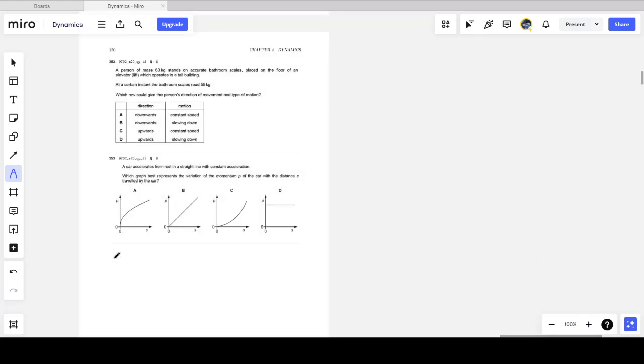The next question is 252. It says that a person of mass 60 kilograms stands on an accurate bathroom scale, placed on the floor of an elevator which operates in a tall building. At a certain instant, the bathroom scale reads 58 kilograms. Which row could give the person's direction of movement and the type of motion? So they give us different directions, is the elevator moving up or down, and they want to know if the motion is at constant speed or if the elevator is slowing down.